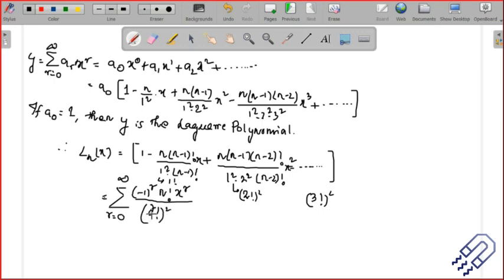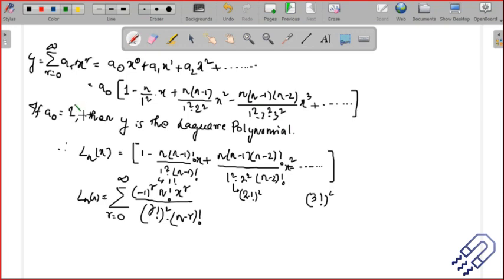If I put 0, 0 factorial is 1, so this is okay. Then 1 square, then 2 square, and so on. Finally I have n minus 0, and at the top there will be an n factorial, and that will cancel out and I'll get back 1, then n minus 1, n minus 2, and so on. So this can be written as n minus r factorial. This is our L_n(x).